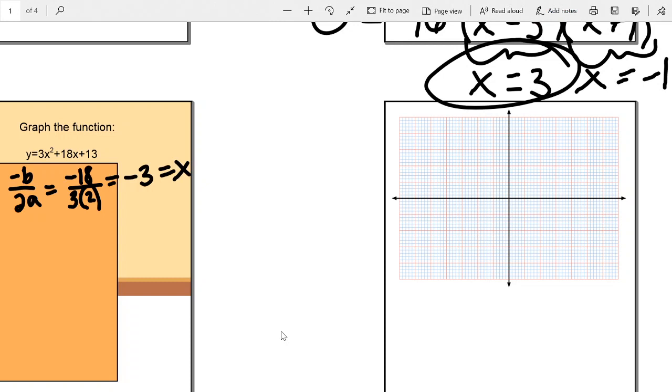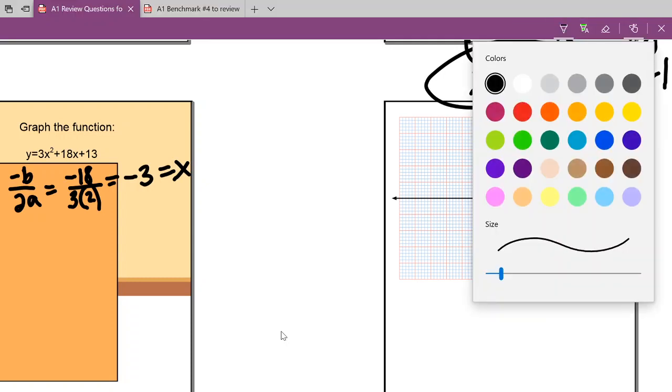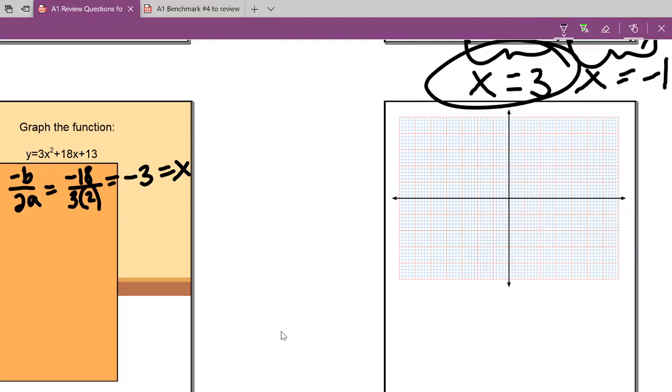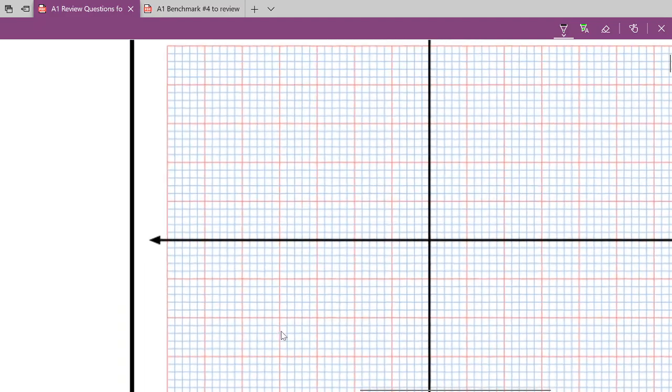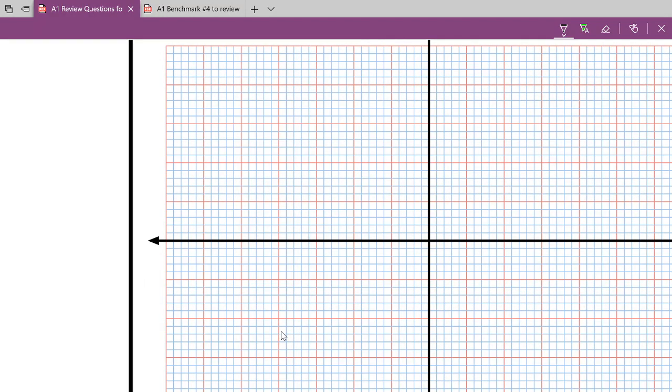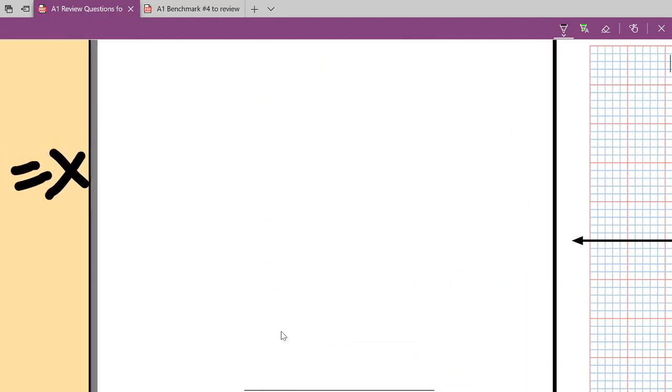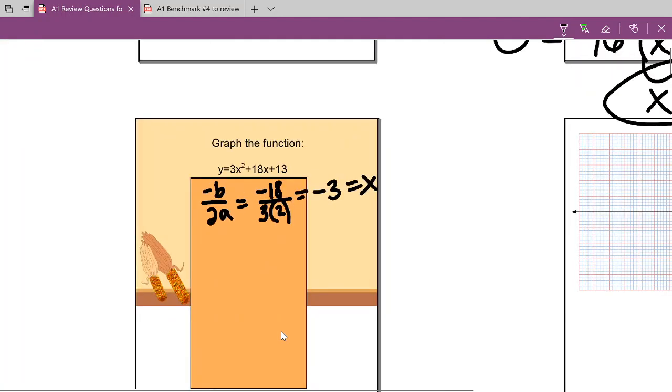I am going to make my pen a bit smaller so that it's easier to graph here. And so here we go. X equals negative 3 is my axis of symmetry, meaning my parabola is going to be symmetrical around this line. Now, the other part that I need to find here is my vertex. Well, the axis of symmetry gives me the x-coordinate of my vertex, so I just need to plug it in to find the y value.